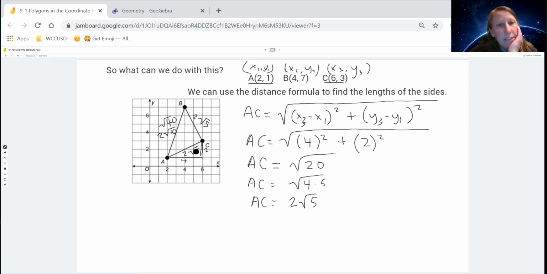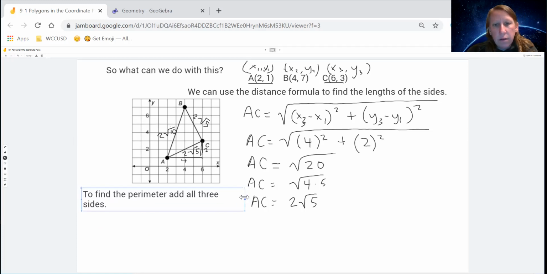Okay, so I found all 3 sides. If I want to find the perimeter, I could then add those up. So you could find the perimeter, add all 3 sides, or 4 or 5, however many sides of the polygon there are. Polygons are many-sided figures. Polygon is a Latin term. So we have Greek, Latin influences throughout our geometry class.